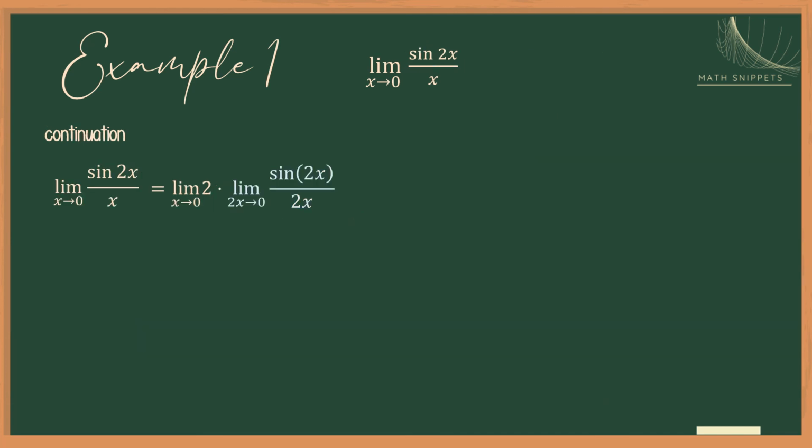So to continue, we know that the limit of a constant is just a constant. So the limit of 2 as x approaches 0 is 2. And then the limit of sine of 2x over 2x as 2x approaches 0 is just 1. Hence, we have the limit of sine of 2x over x as x approaches 0 is equal to 2.